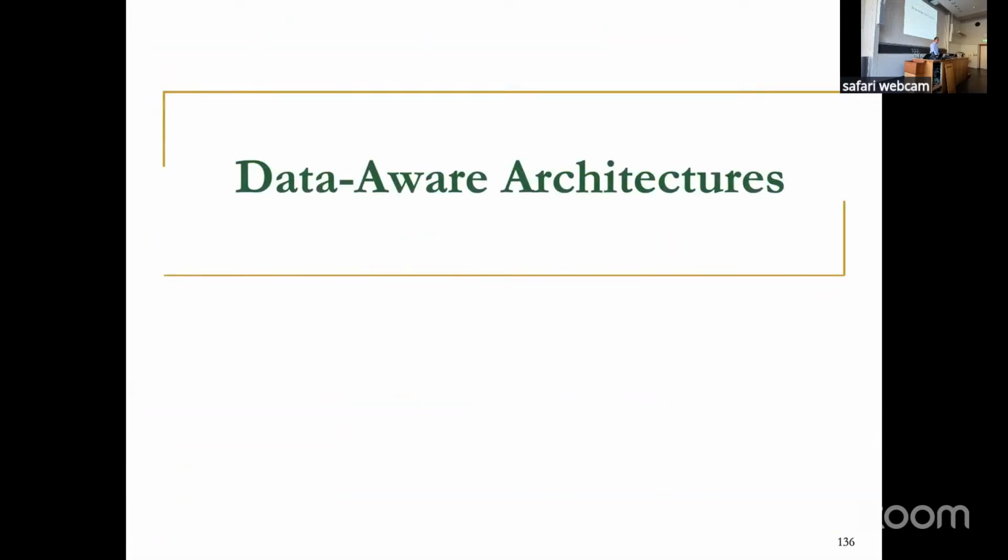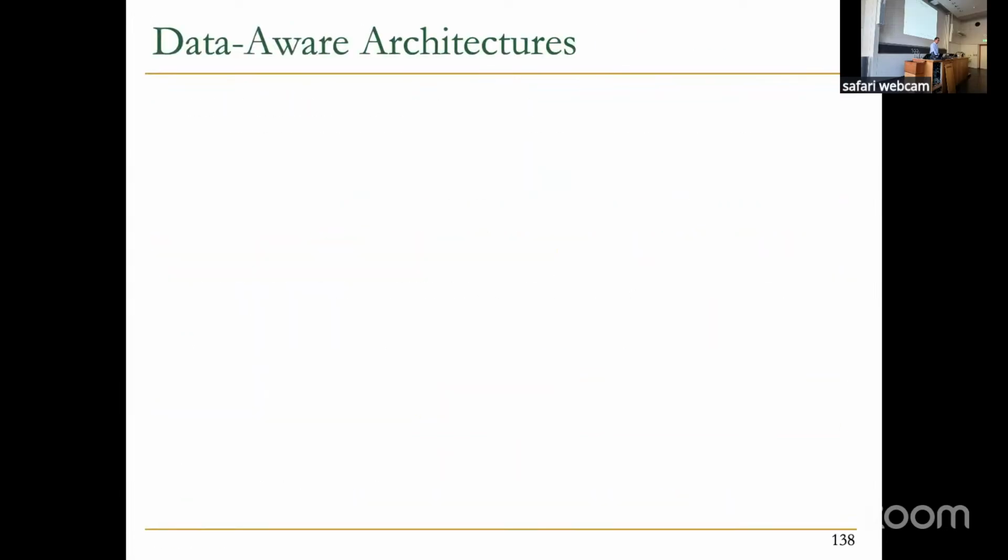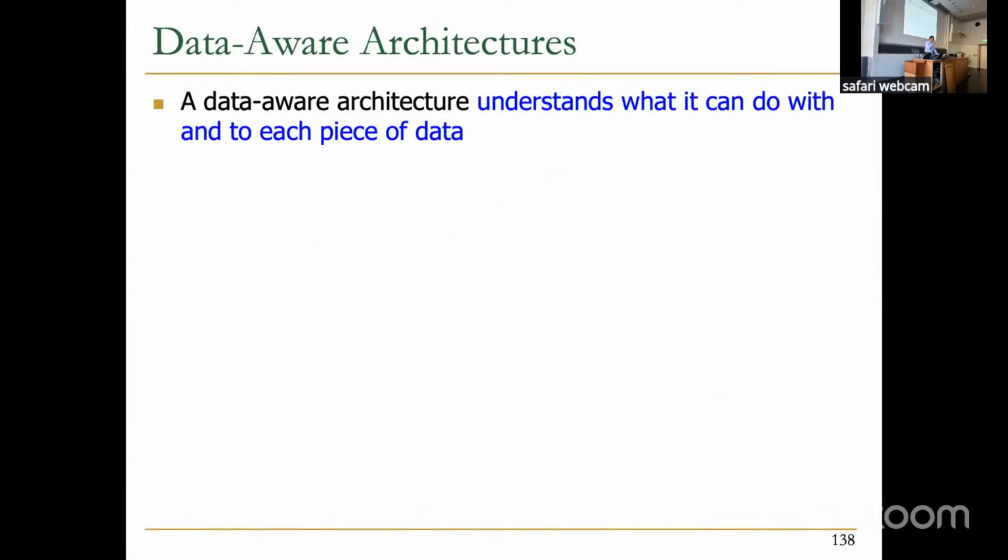But this is an example of a data-aware architecture. I'm going to skip the slide because we're going to see the slide later on. But what is a data-aware architecture? This is really an architecture that understands what it can do with and to each piece of data. So in the example that I gave you, we understand the error characteristics of different types of data. And based on those error characteristics, we map the data to a particular piece of hardware that matches the error characteristics. That's a data-aware architecture. A more accurate way of describing it is probably data-characteristic-aware architecture, right? But that's a bit of a mouthful, so I call it data-aware.